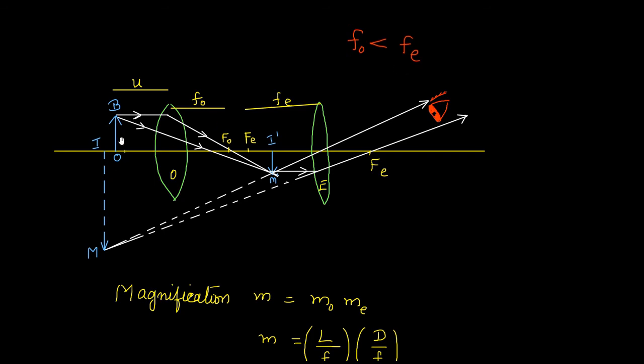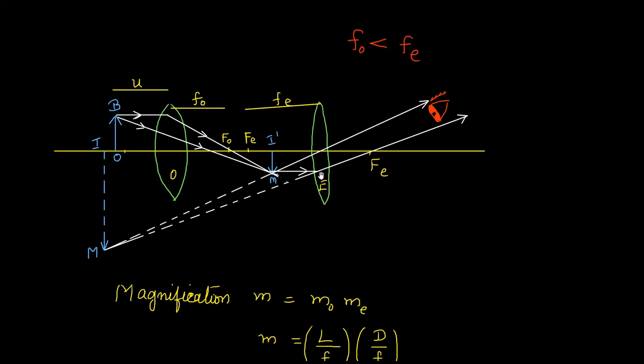OB is the object which is placed in front of the objective lens O, beyond FO. It forms a real and inverted image at I dashed M dashed. So for the objective lens, OB is the object, I dashed M dashed is the image. The image I dashed M dashed is the object for the eye lens or eyepiece.